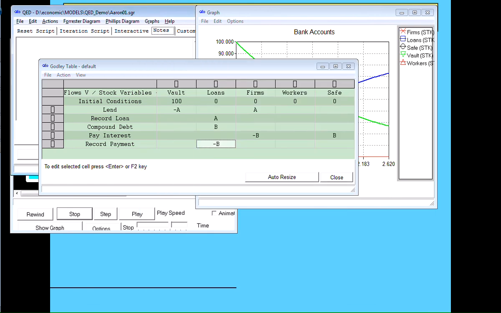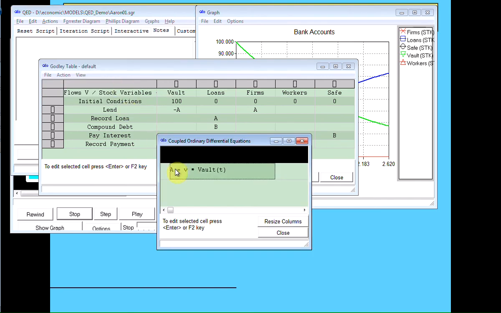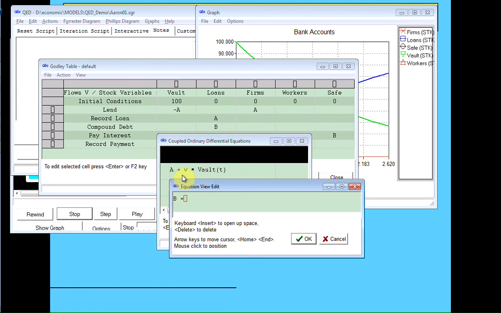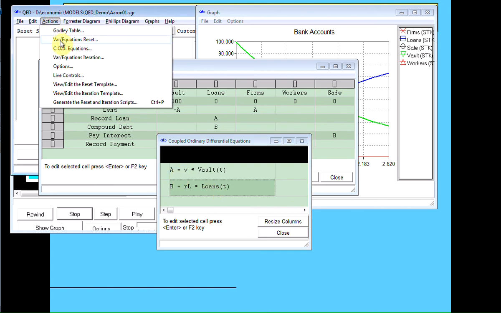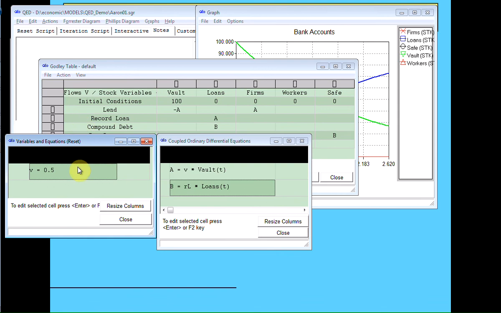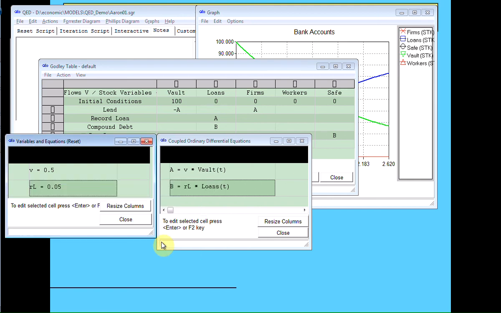Okay, so now we've got to define what B is. And that's fairly obvious, fortunately, because that's just going to be the rate of interest on loans multiplied by the amount that's currently lent out at time t. And now I've got to say what that rate of interest is, and I'm just going to say that that's, say, 5%. So the bank's charging 5% interest on the loan.